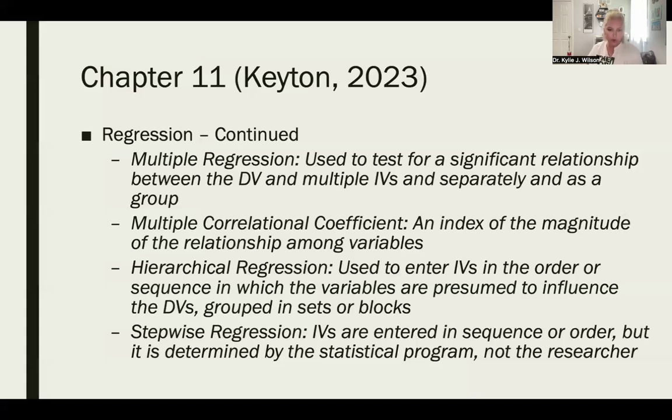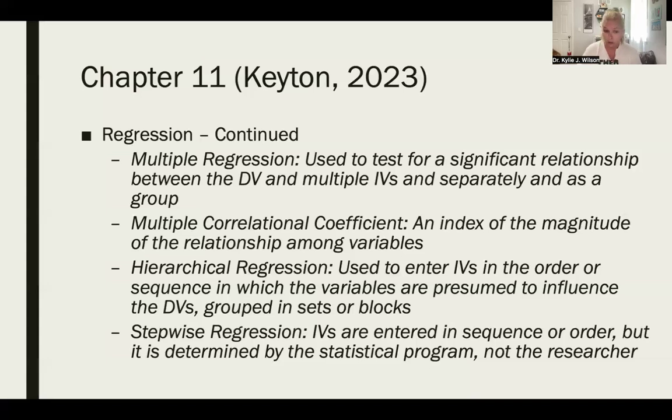We have a multiple correlational coefficient, and this is an index of the magnitude of the relationship among variables. So it's taking all the correlation coefficients, and it is saying like, this is the magnitude of these results. This is the magnitude of these relationships. Again, I'm not super great with that one. I'm good with correlations, but the correlational coefficient is not something I've used much in my research, if ever.